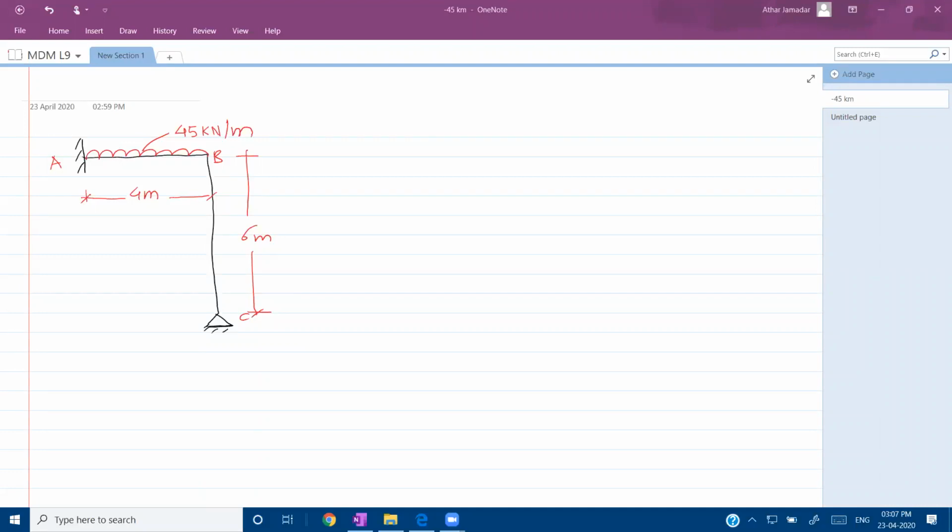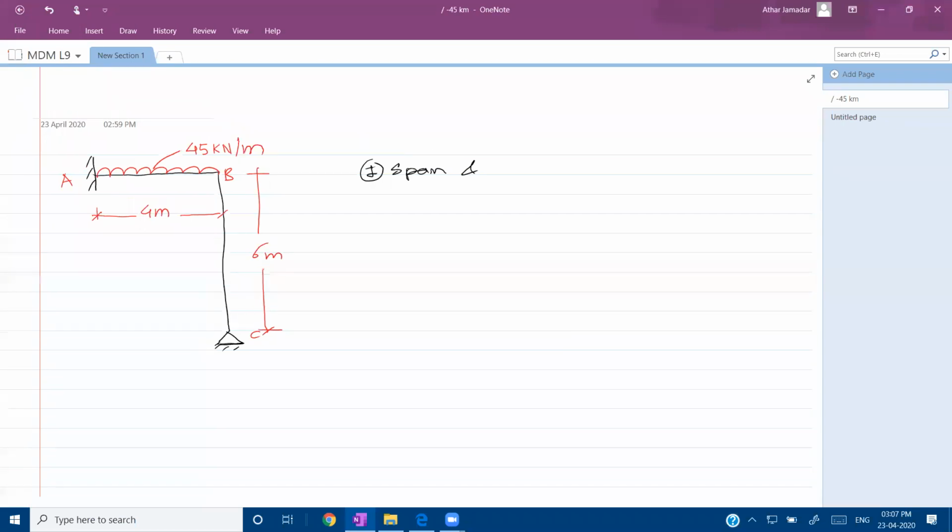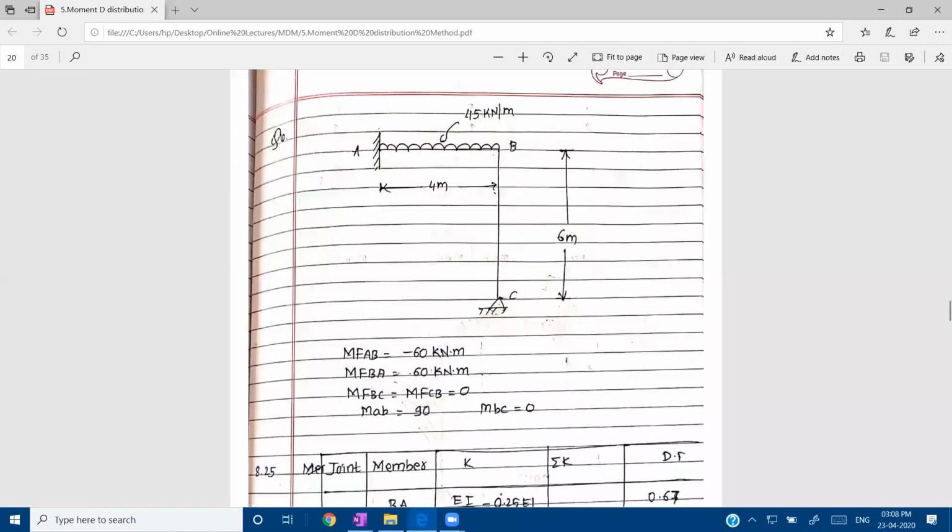In addition to this, I have also provided on your WhatsApp group combined notes for the entire MDM chapter, and from those notes only I have taken this example. So as usual, the first step in our MDM is calculation of span moments and fixed end moments. Okay, so this was the problem from that notes.